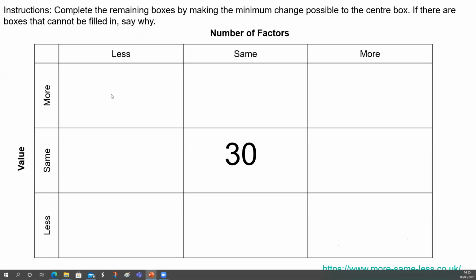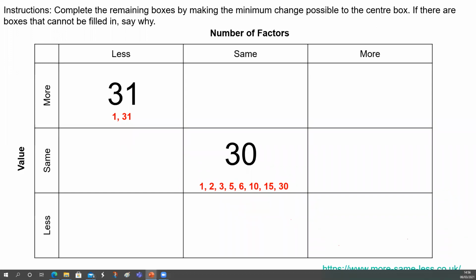If you can see here, the 30 has 8 factors. So this means that the number in the top left box has to have less than 8 factors, but have a higher value than 30. Oh, you're too quick. Into the chat with 31 straight away. Good. So you can see here that 31's in here because it's higher than 30, and it's also got less factors. So now let's have a look at the top right empty box. This time we're looking for a number which is a higher value than 30, but it's also got to have more factors than it.